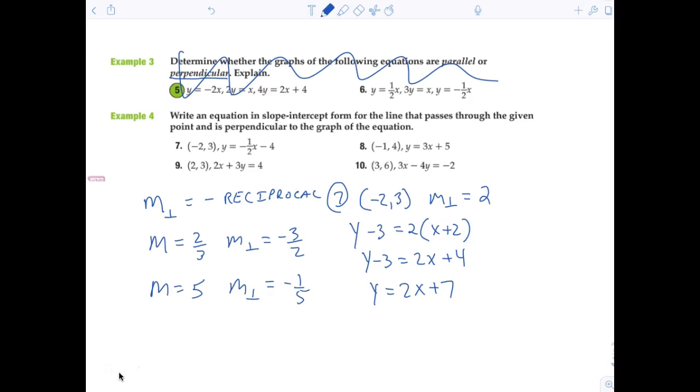You distributed wrong. Yeah, I did. What is this? 2x plus... or wait, why is it 2? Isn't that a minus 2 here, right? Oh, never mind. Is that right or not, guys? Yeah, this. Everybody good? And then I added 3.